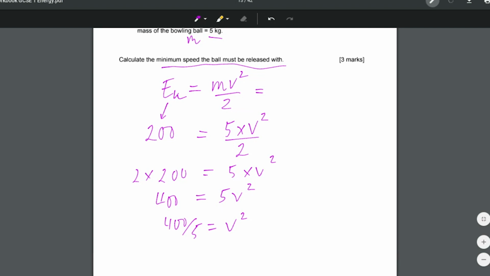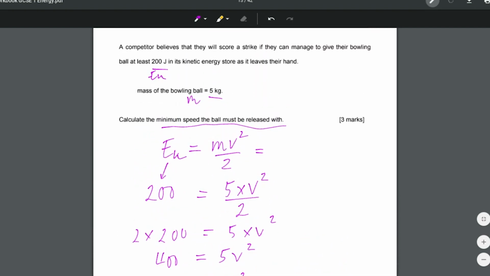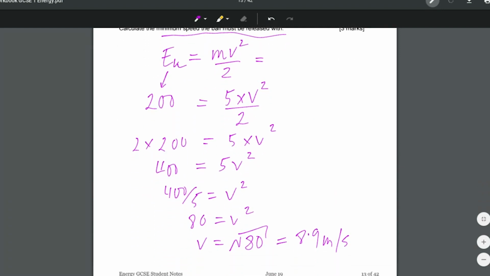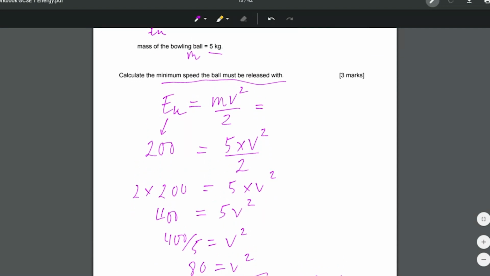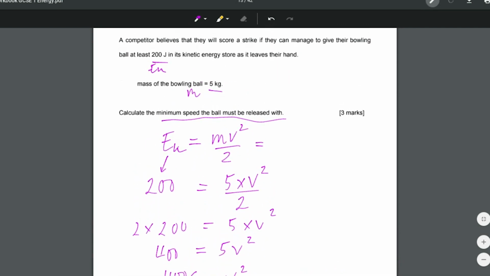400 divided by 5 is going to give us 80. That gives us v squared. And hopefully you could then see that to get v, we need to square root 80. So put that in my calculator, 80 and square root, and I get 8.9 meters per second. Now then you have to do a quick check and you have to think, would that be sensible, leaving the ball that fast? So 8.9 meters per second, it's pretty quick, but that could happen, so it's a realistic answer. So that's the toughest question really they can ask you on the GCSE course in terms of the maths.